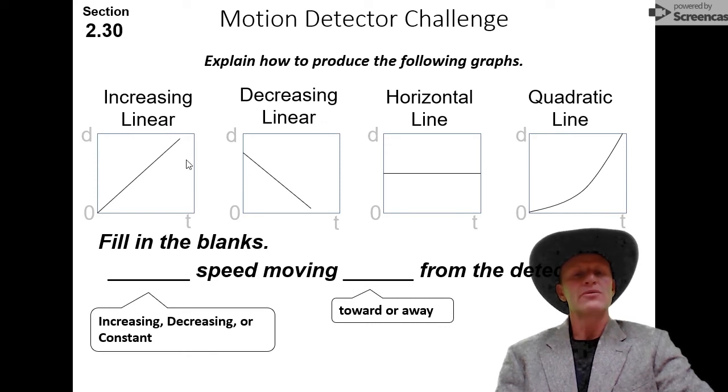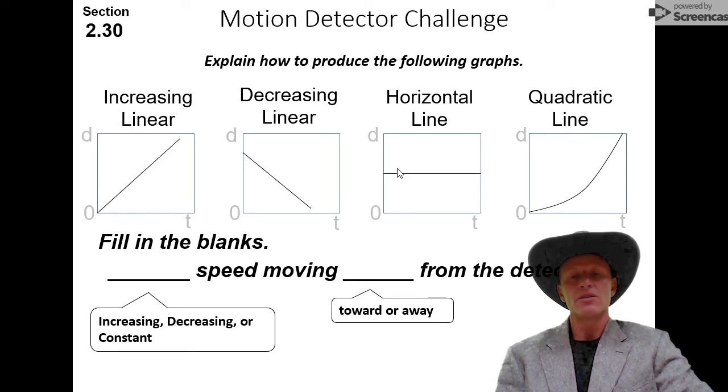Now, both these two graphs right here are linear. Linear means that it creates a line. It's a relationship between two variables that produces a straight line. In order to do that, your pace has to be consistent. You have to walk at a casual pace. You don't want to run and slow down or start slow and speed up.